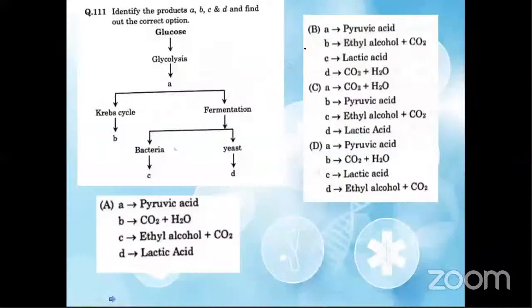Now, this is a very interesting question. Identify the products A, B, C, and D and find out the correct option. Glucose undergoes glycolysis to form a product A. This product A then goes to the Krebs cycle and forms a product B, and goes to the fermentation process to form a product C in bacteria and a product D in yeast. Identify A, B, C, D. Your time has started, people.